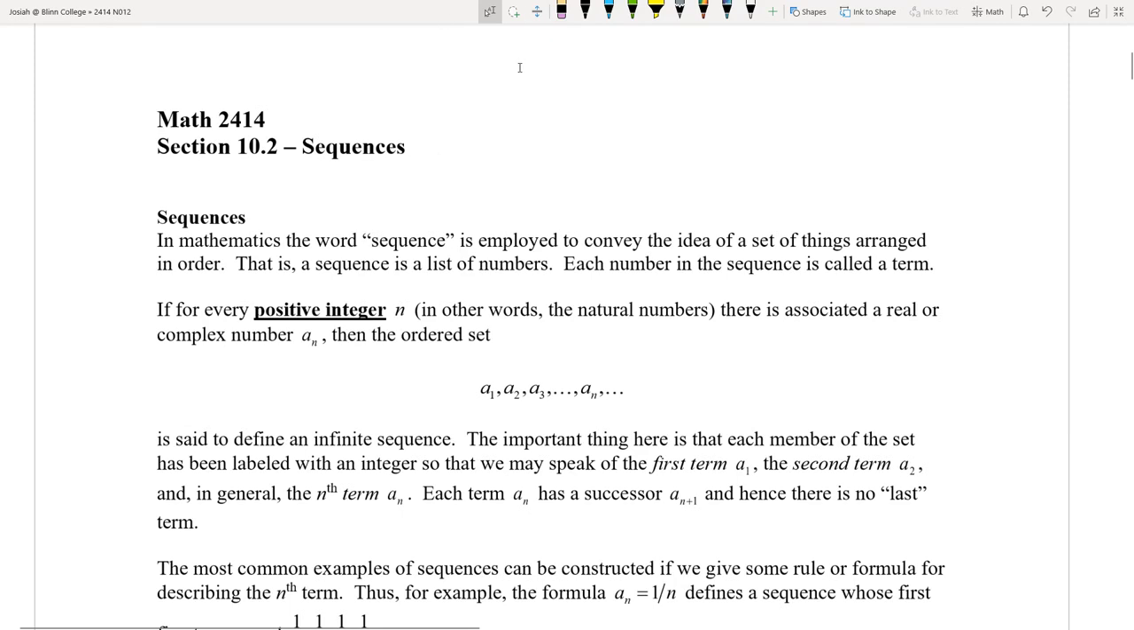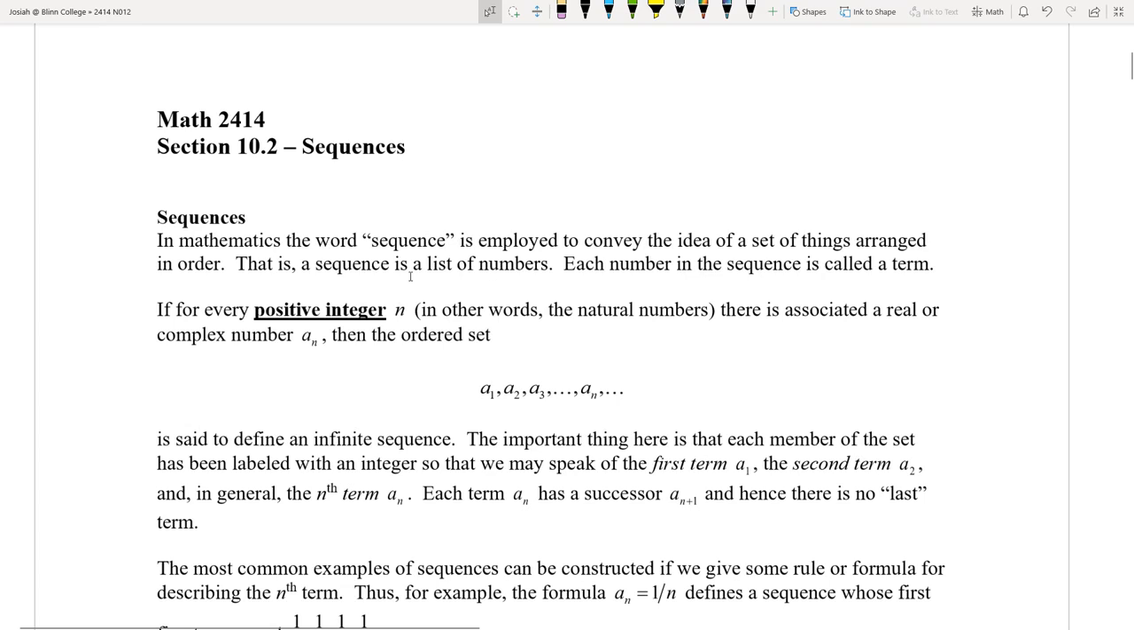So we're starting in chapter 10 now, and chapter 10 is going to be on sequences and series. First off, we have to describe what a sequence is, because we're going to build that into what a series is and go from there. A sequence is going to be a set of things arranged in order. It's a set that's got order to it.